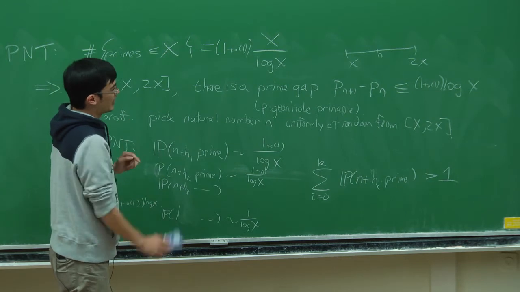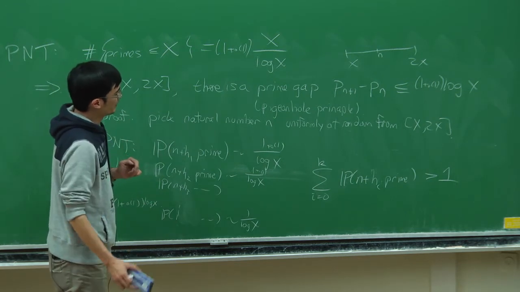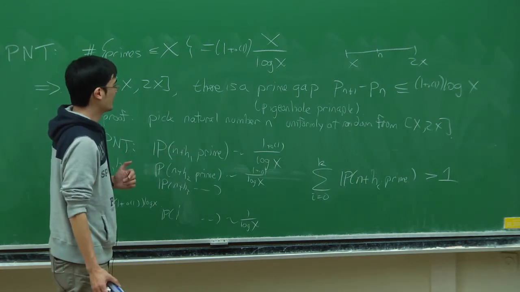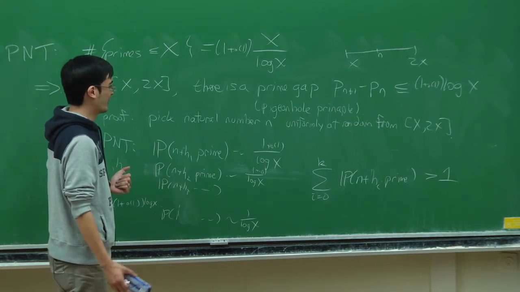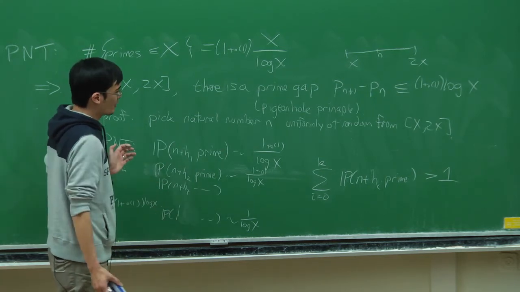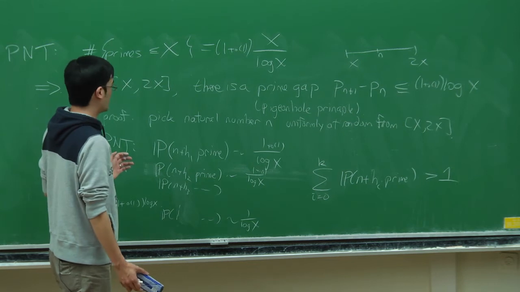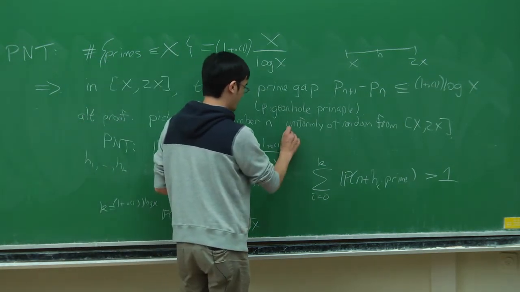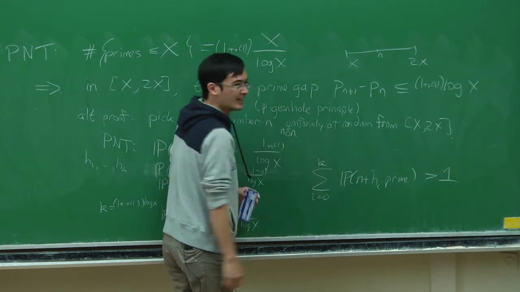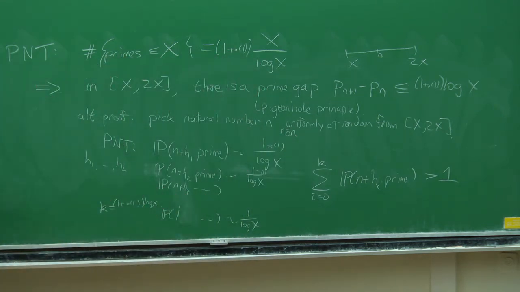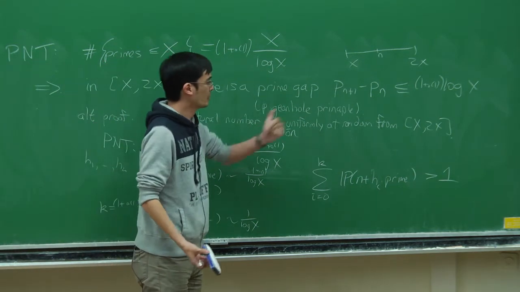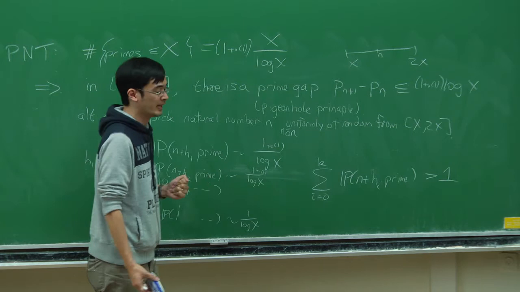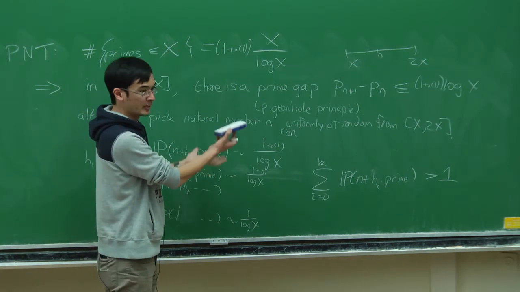What Goldston, Pintz, and Yildirim's method, their key insight, which is obvious in retrospect, is that you make one tiny change to this argument. You pick your natural number n non-uniformly at random. Rather than pick n at random with the uniform distribution, you can pick n at random with some other probability distribution on x to 2x, and that will change all your probabilities.